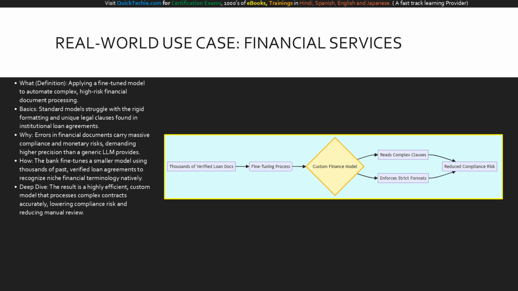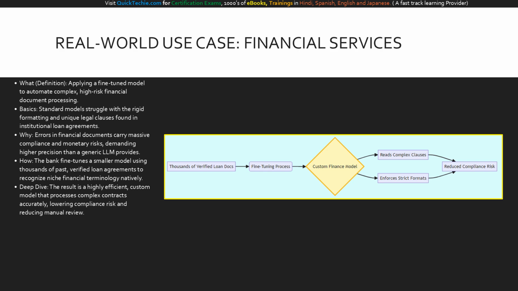Consider a large financial institution tasked with processing complex, multi-million-dollar loan agreements. If they attempt to use a standard, pre-trained model for this task, they will encounter friction. The basics of the problem are that generic models struggle to interpret the highly rigid formatting and incredibly unique legal clauses specific to commercial finance. Why is a standard model insufficient here? Because in finance, minor errors or hallucinations carry massive compliance, regulatory, and monetary risks. Generic AI simply isn't safe enough.